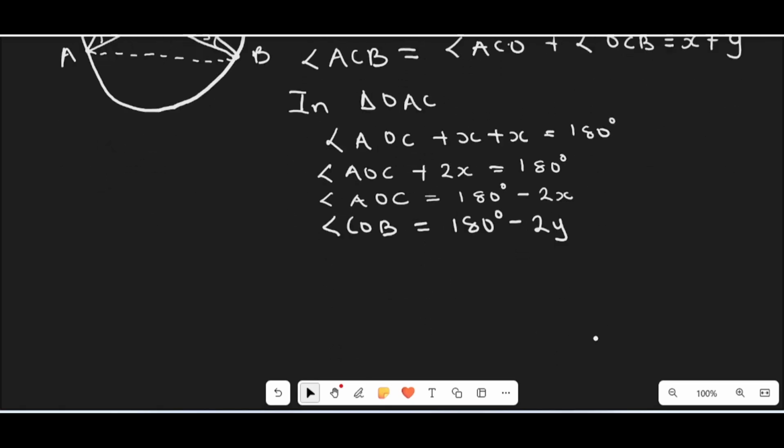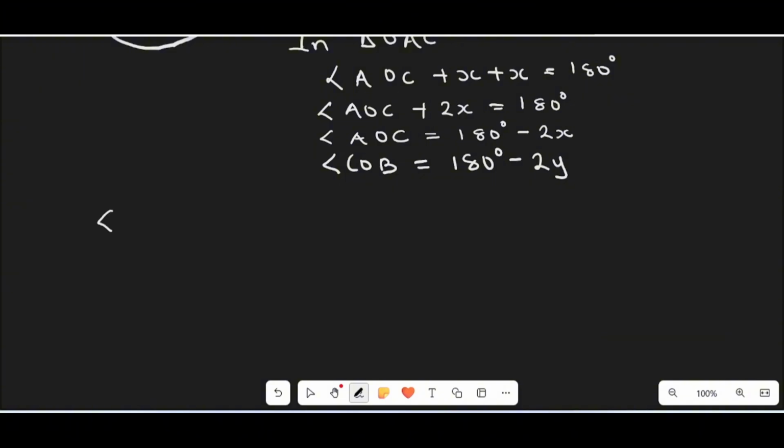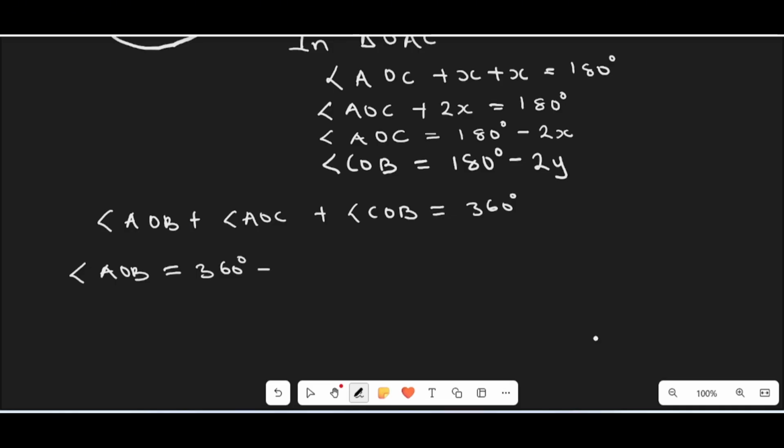That means angle AOB plus angle AOC plus angle COB equals 360 degrees. Now, our angle AOB equals 360 degrees minus angle AOC minus angle COB, because if we transpose angle AOC and angle COB to the right hand side, the positive sign will change to negative.